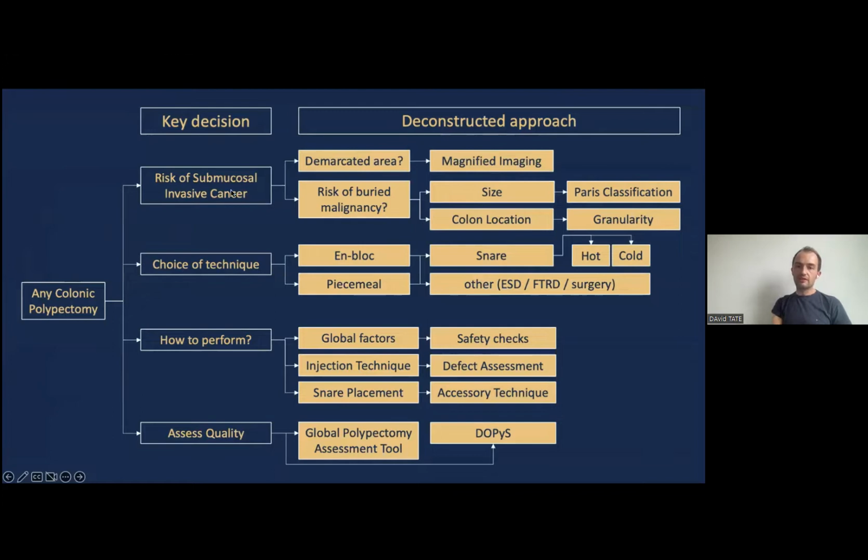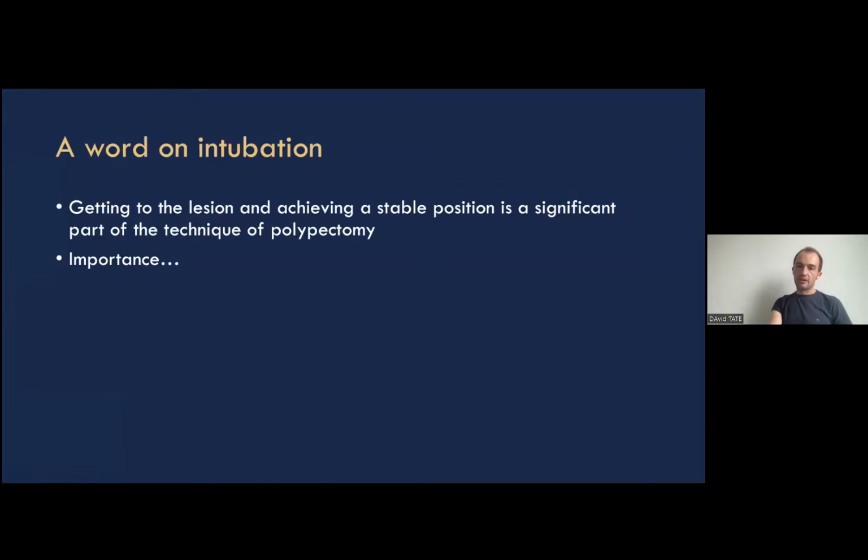So what is the risk of cancer in the polyp? What technique should I use to remove the polyp? And then only then is it how to cut out the polyp, and later on how to assess the quality of it. And so today we really will be focusing on the top part of this algorithm, which is how to see if a polyp contains cancer and match it to the endoscopist.